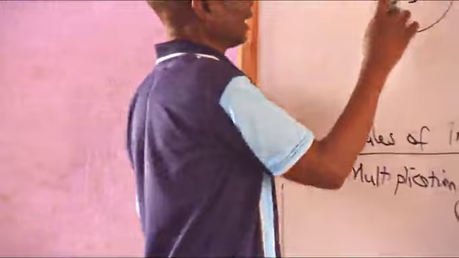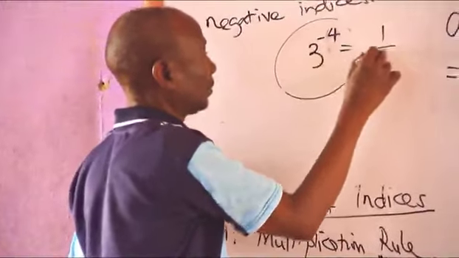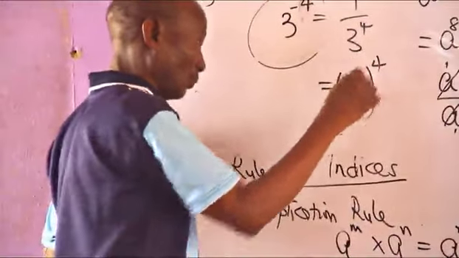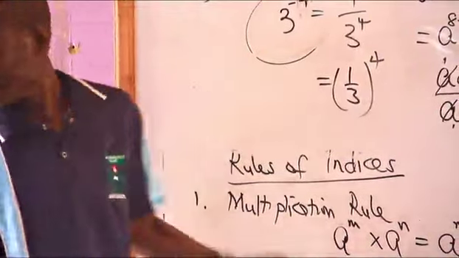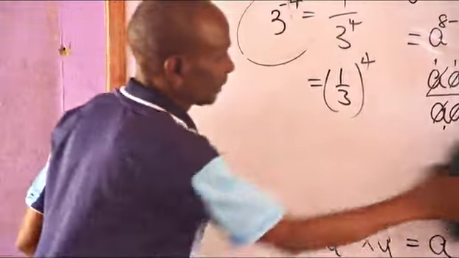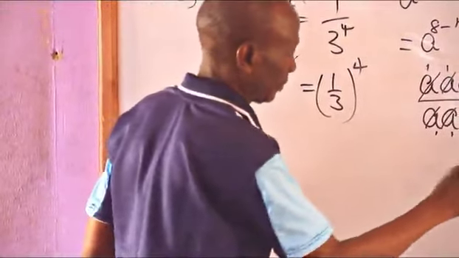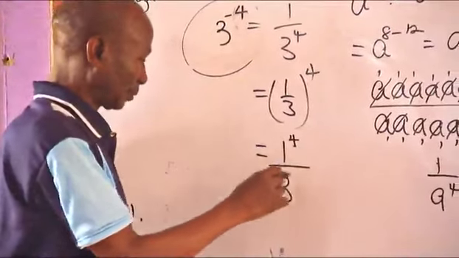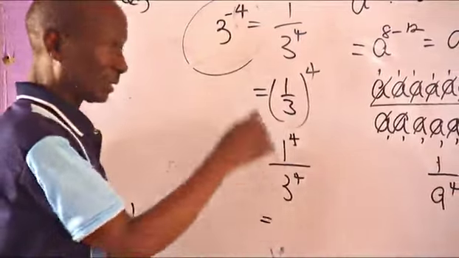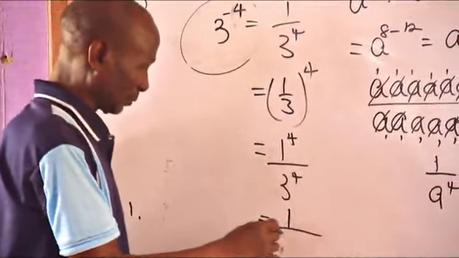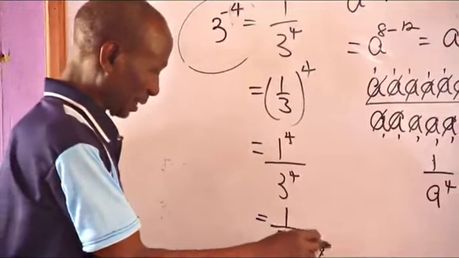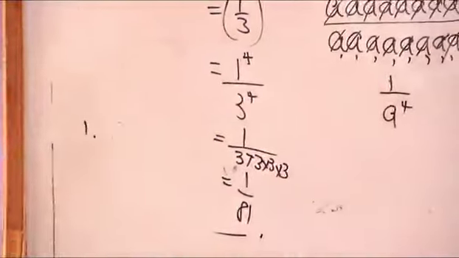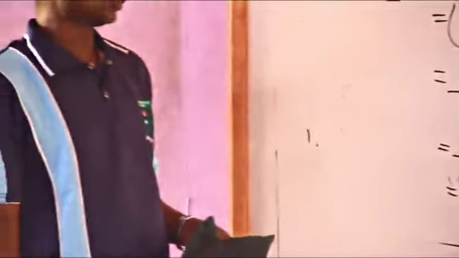So immediately you have something like 3 raised to minus 4, it becomes 1 raised to power of 4. If you like, write it as 1 over 3 raised to power of 4. We say 1 over 3 raised to power of 4, and then 1 raised to the power of 4 just gives you 1. And now we just have 3 times 3 times 3 times 3. That will give 1 over 81. Then we have negative index. That is what you do.